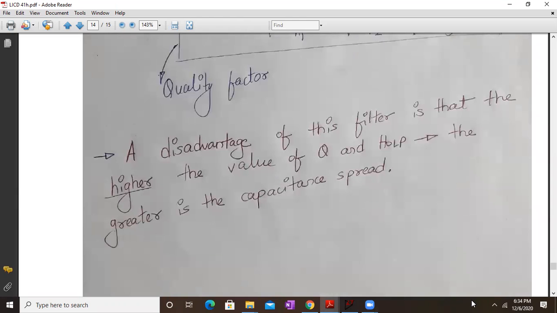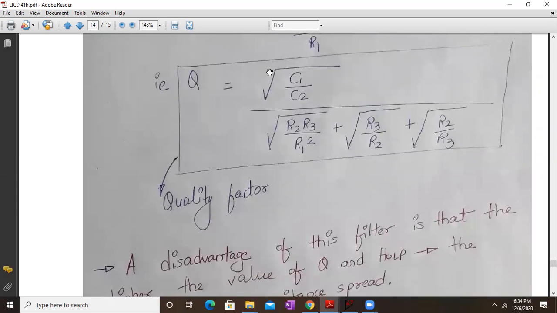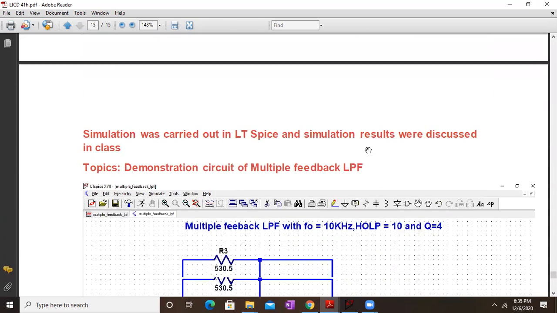Now, a disadvantage of this filter is that the higher the value of Q and HOLP, the greater is the capacitance spread. So we might have to have a higher value of capacitance spread if you have a wider value. Capacitance spread means that in the same circuit you have a very wide range of capacitance. That is what it means. So that's the only disadvantage.